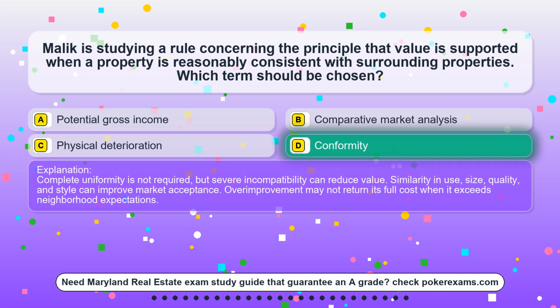Complete uniformity is not required, but severe incompatibility can reduce value. Similarity in use, size, quality, and style can improve market acceptance. Over-improvement may not return its full cost when it exceeds neighborhood expectations.